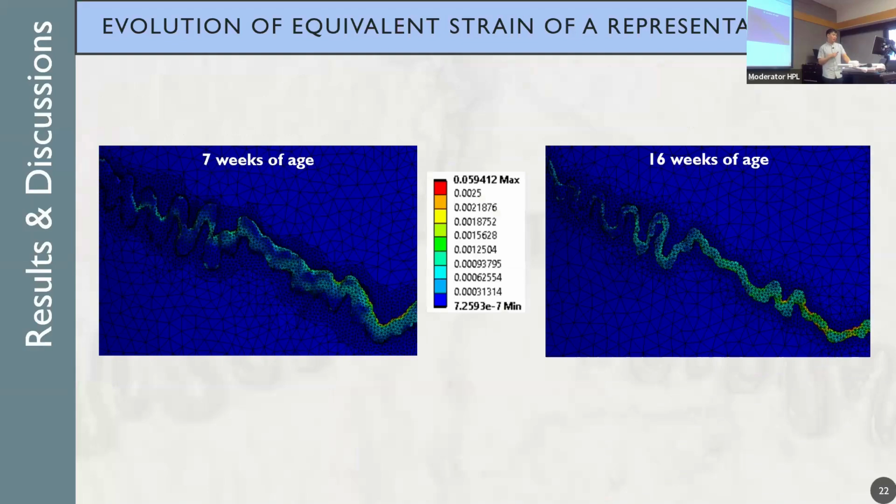Okay, here's a representative image. On the left, you can see how the suture and the strain distribution is when the animal was 7 weeks of age. On the right, you can see how it is at 16 weeks of age. First thing, again, the suture is getting more complex but narrow. Together with that, strain is also increasing.